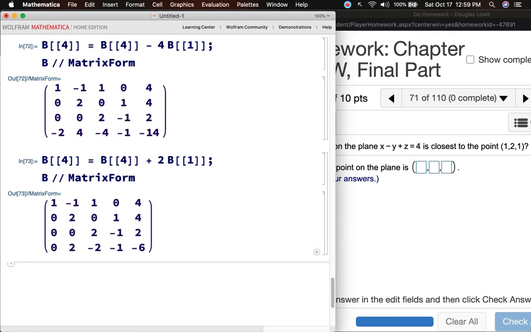Okay, so the first column is done. Now let's look at the second column. Second row, that number should be a 1. How do you change it into a 1? You multiply by 1/2.